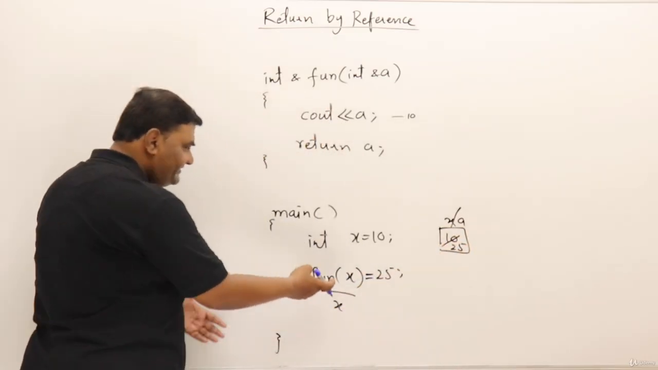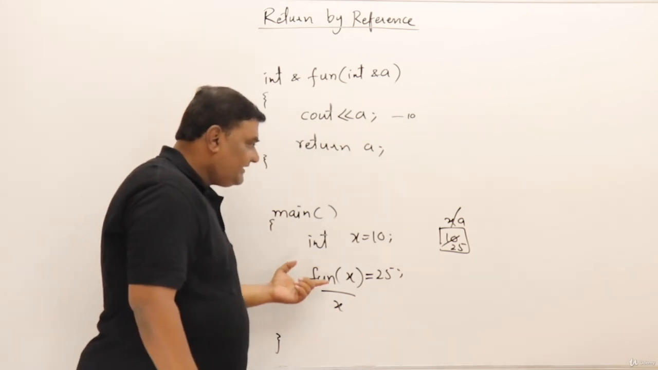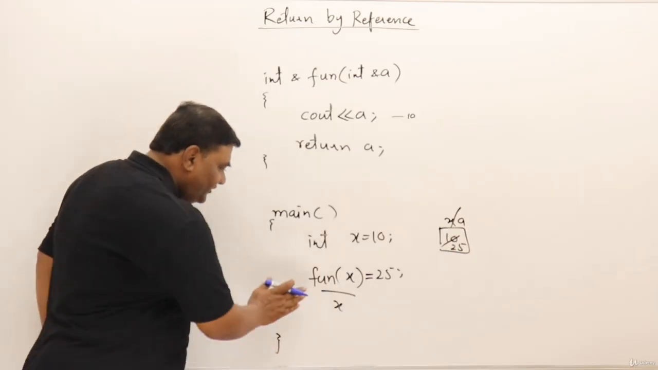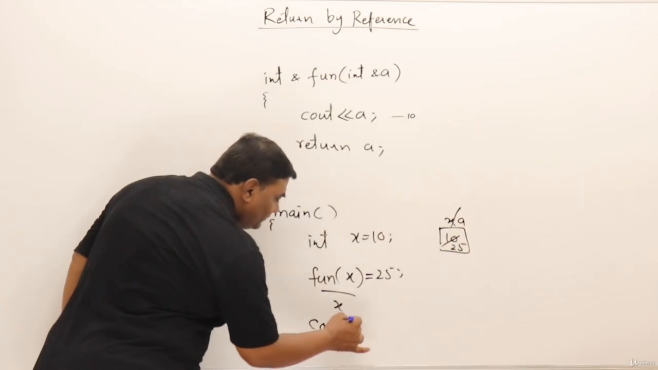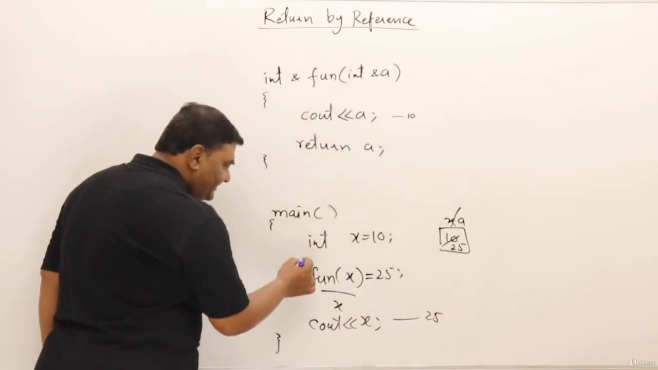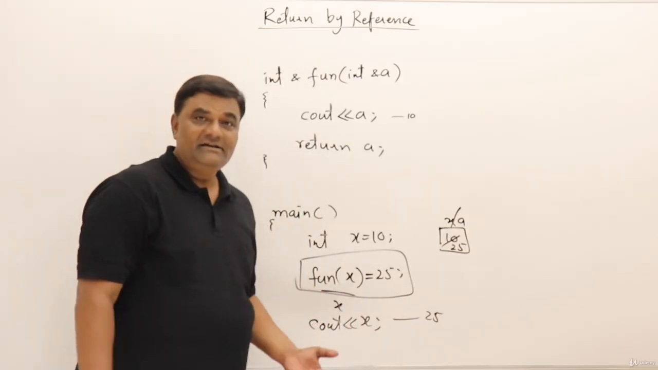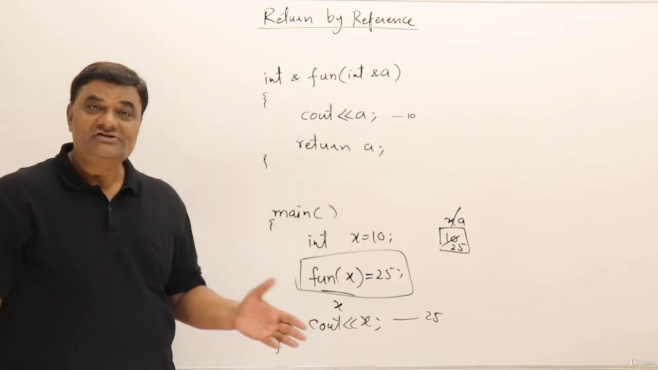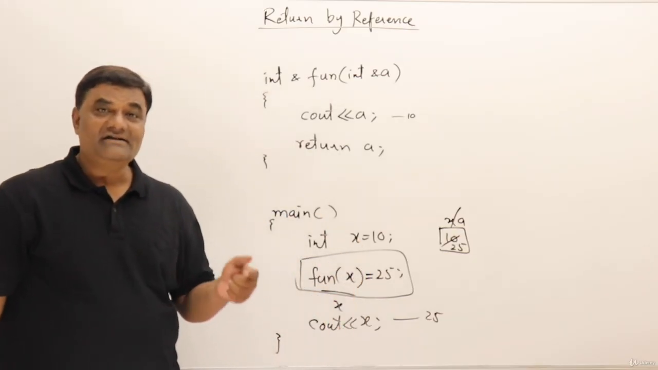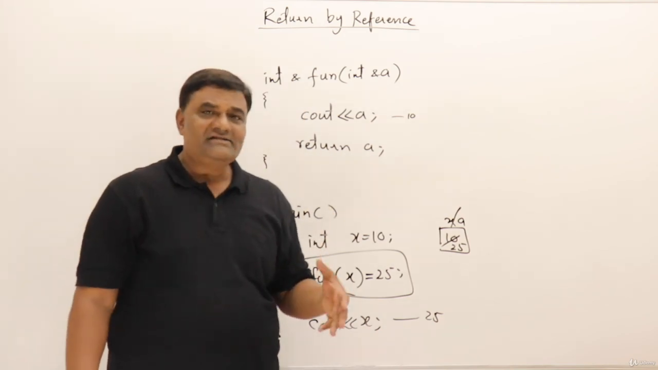Now you can see an amazing thing here, that a function is written on the left hand side and is acting as a reference of this variable x. This whole thing becomes x. Now after this line, if I say cout x, what value will be printed? 25 will be printed. This is one of the amazing features of C++, that on the left hand side of assignment, that is L value, you can make the function as L value. Mostly we make functions as R values, but you can make it as L value also with the help of return by reference. And this is useful at some places.